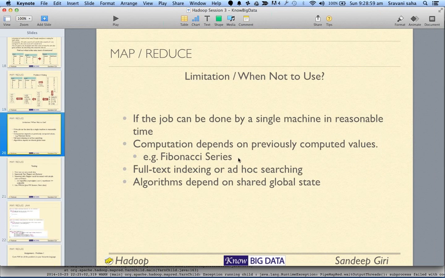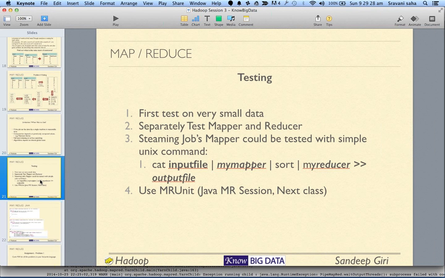So when I say computation depends on previously computed values, it means that only when the first 10 records are computed does the next 10 records get computed. Excellent. So for example, the Fibonacci series needs to be computed from the previously computed values, and therefore the Fibonacci series cannot be parallelized the way we are planning to do that. So if you have to generate the Fibonacci series, there is no easy way to distribute it.